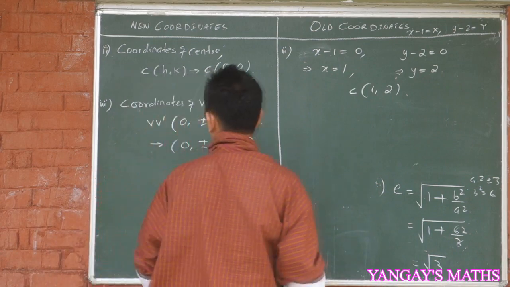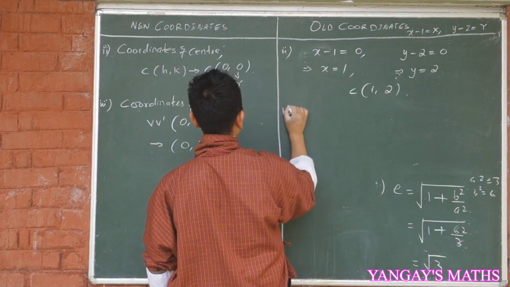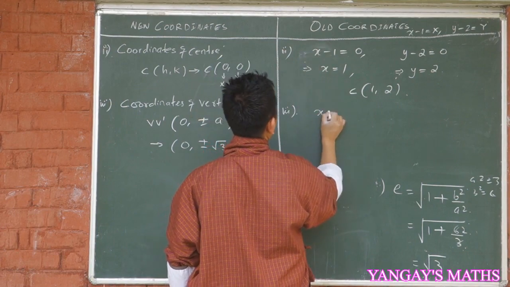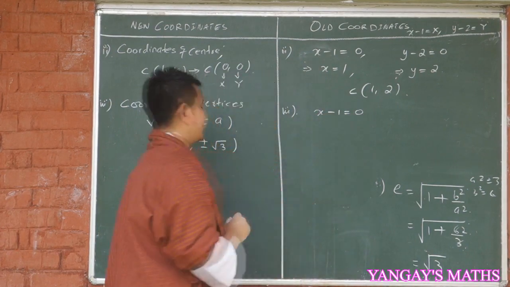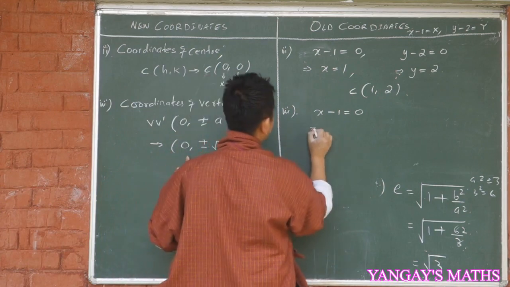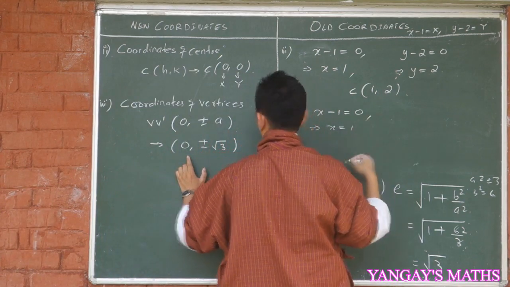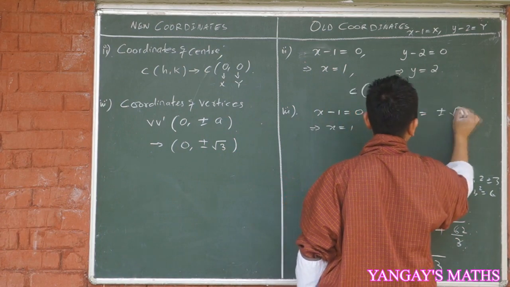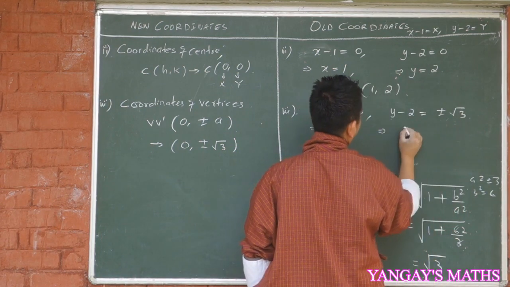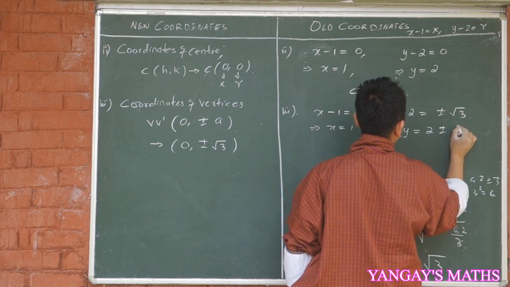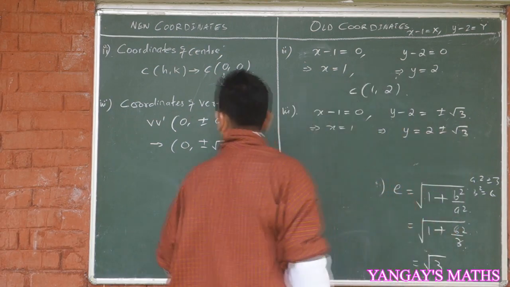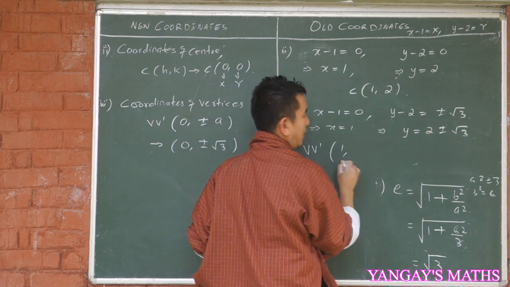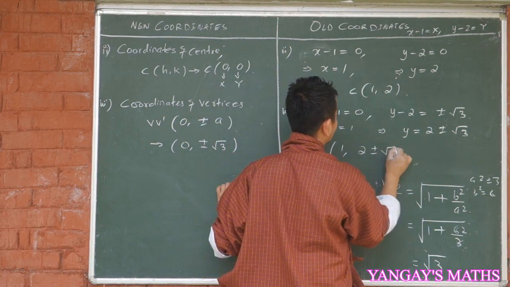So now, number 3, we have coordinates of vertices here. Please substitute now. X minus 1 is equal to 0, that's a 0 value. Implies x is equal to 1. But when it comes to the y value, y minus 2 is equal to plus or minus root 3. Implies y is equal to 2 plus or minus root 3. What's the vertex point? V dash is equal to 1 comma 2 plus or minus root 3.